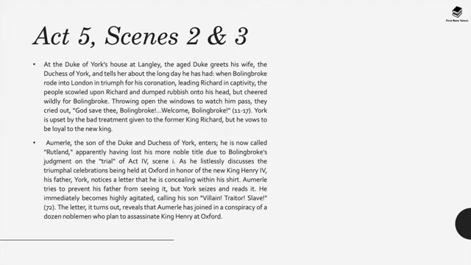When Bolingbroke rode into London in triumph for his coronation, leading Richard in captivity, the people scowled upon Richard and dumped rubbish onto his head, but cheered wildly for Bolingbroke. Throwing open the windows to watch him pass, they cried out. York is upset by the bad treatment given to the former King Richard, but he vows to be loyal to the new king.